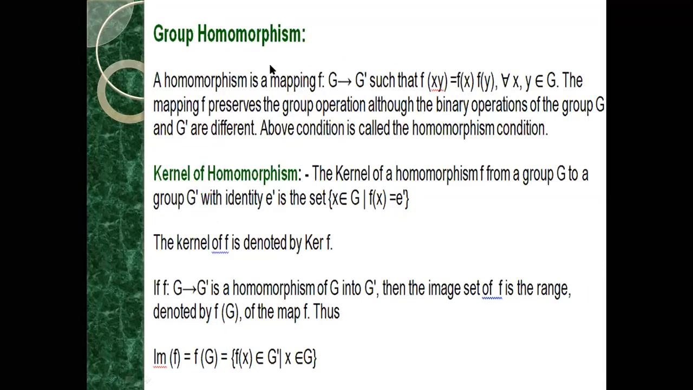So, group homomorphism. A homomorphism is a mapping f from G to G dash such that f of xy is equal to f of x into f of y for all x, y belonging to G. The mapping f preserves the group operation, although the binary operations of the groups G and G dash are different. So the above condition is called the homomorphism condition.